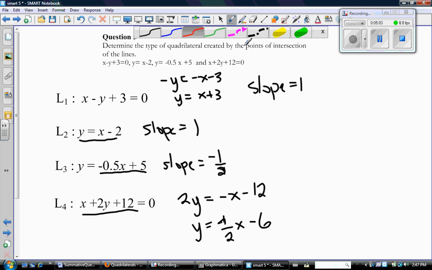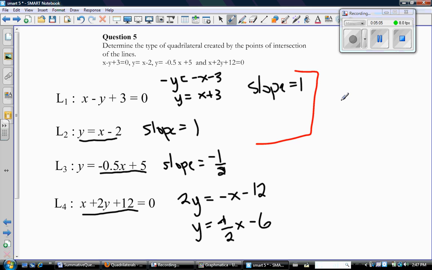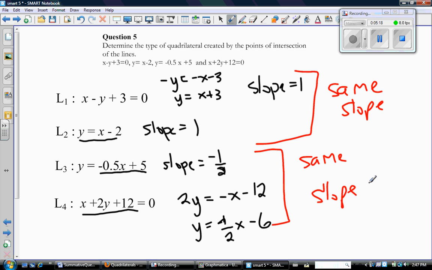And I mean, obviously, look at line 1 and line 2. They have the same slope. Therefore, they're parallel. Look at line 3 and line 4. They have the same slope. Therefore, they are parallel. So I've already answered the first question.